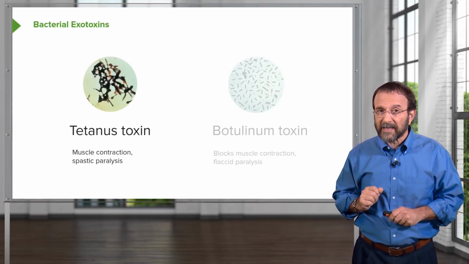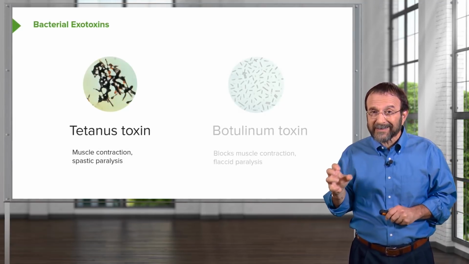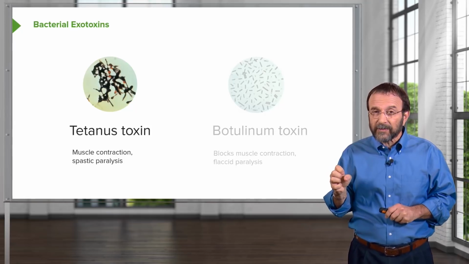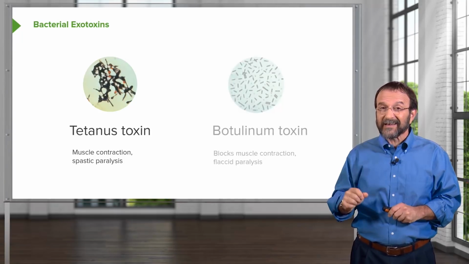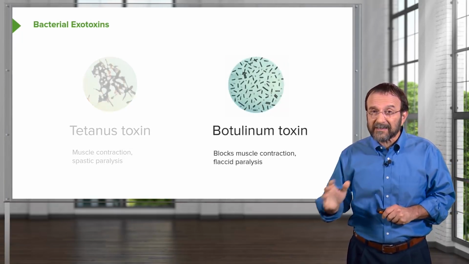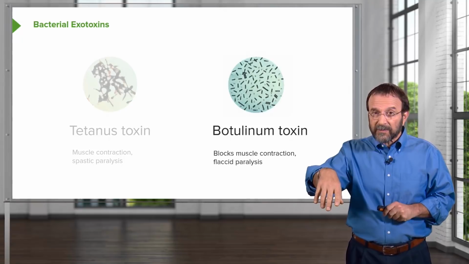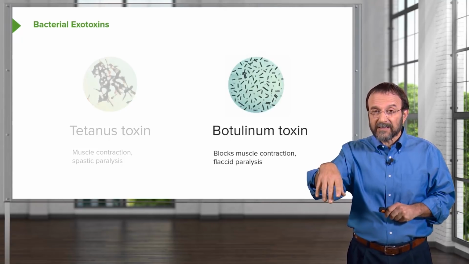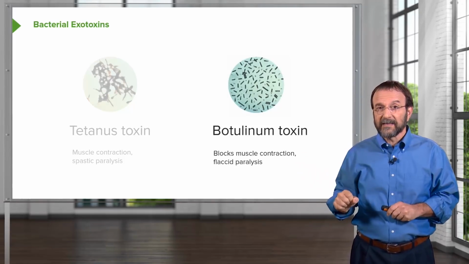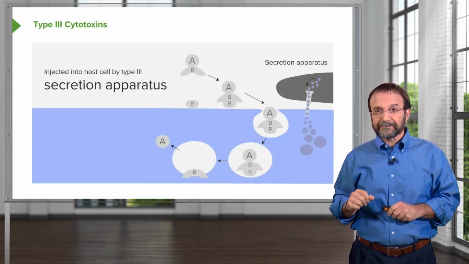Tetanus toxin, for example, causes muscles to contract uncontrollably, and they cause what we call spastic paralysis. On the other hand, botulinum toxin blocks muscle contractions, so the muscles get flaccid. This is called flaccid paralysis. So two very different effects on the central nervous system.